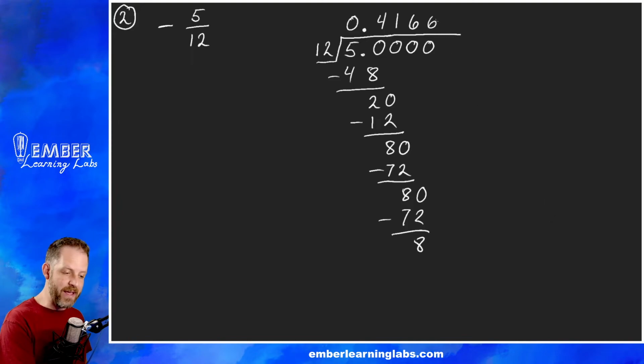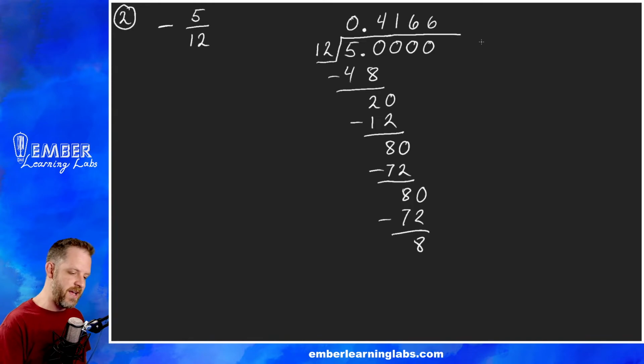And so what's happening is that we're going to end up getting 6, 6, 6, 6, 6, 6, because it's going to go on forever, right? And so it's going to be 6 repeating.